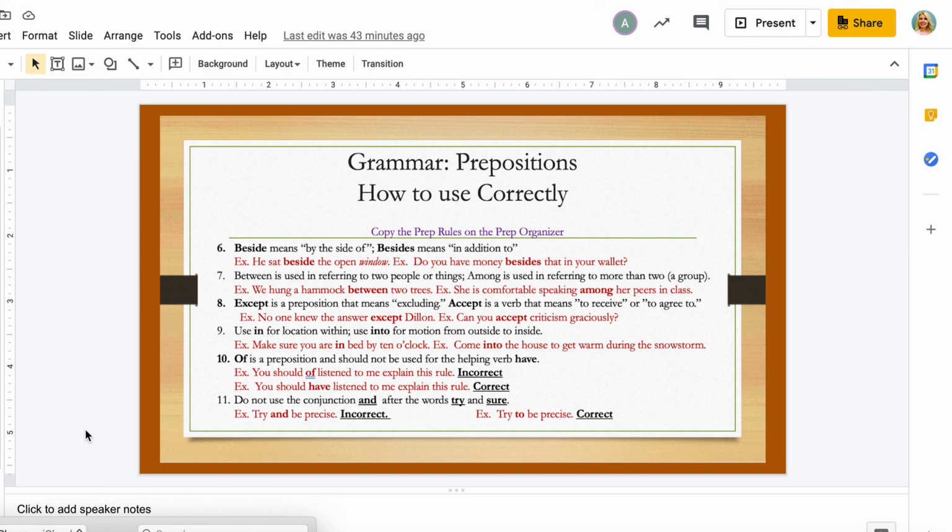Another way of looking at this is using the word sure. Make sure and come to my party. No, I don't want you to make sure and come. I want you to make sure to come to my party. Okay? So there's a difference in how that is said. Just never use the word and with either of those words when using it in this way. Try to be precise. Make sure to come to my party.